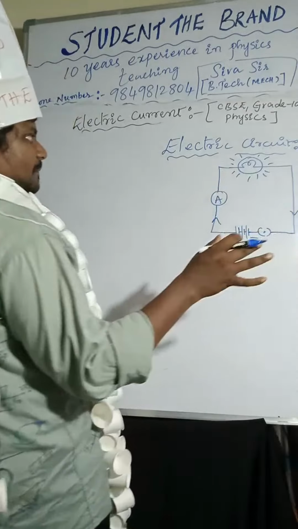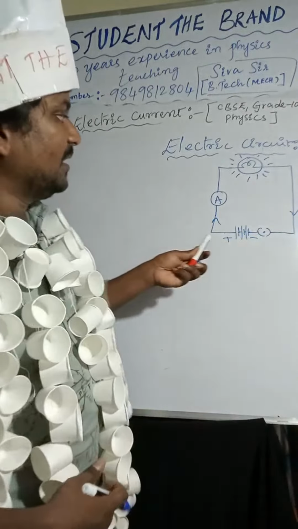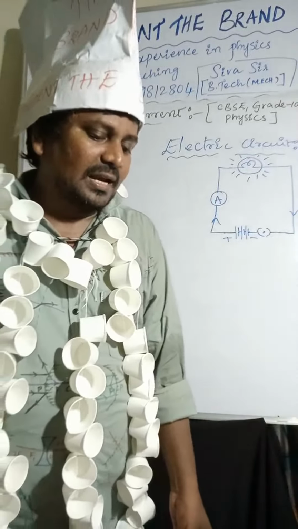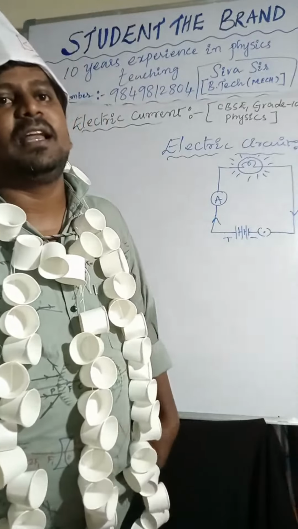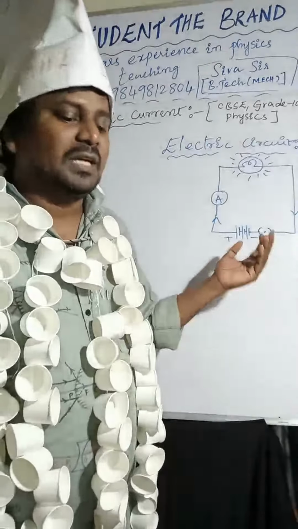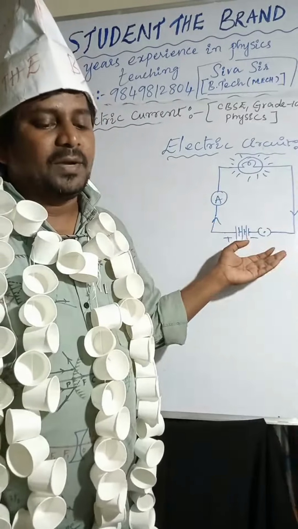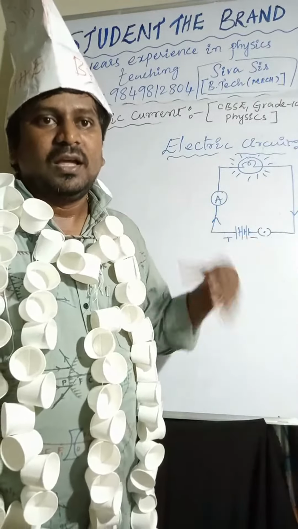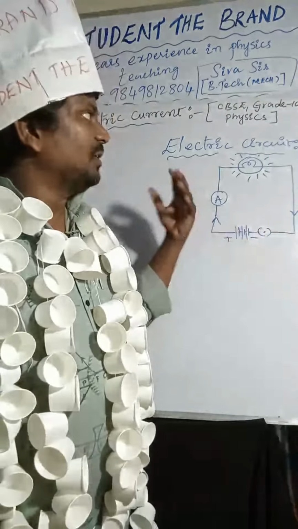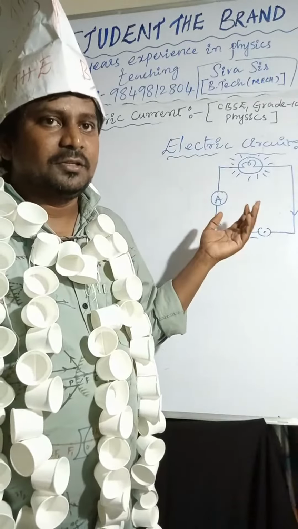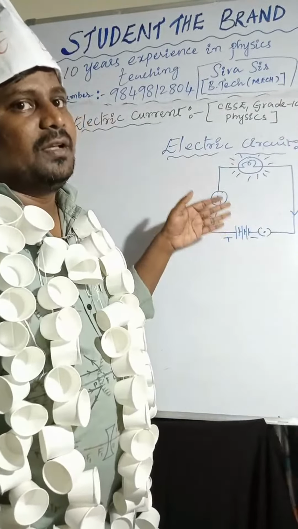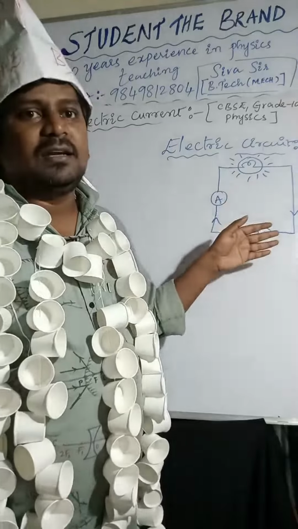If the current is passing, a closed and continuous path of an electric current is known as an electric circuit.